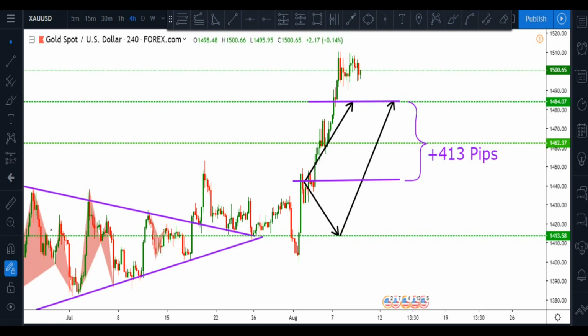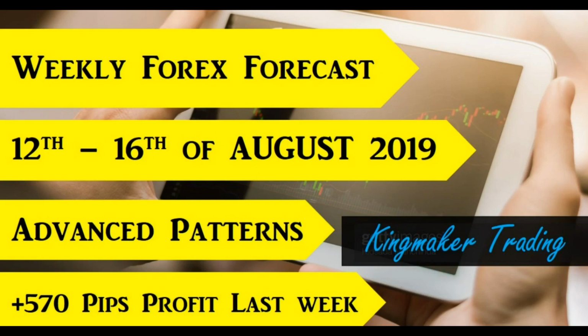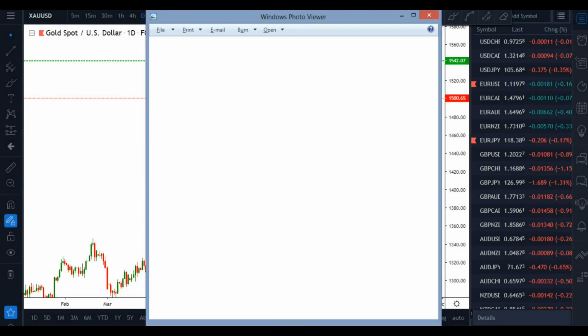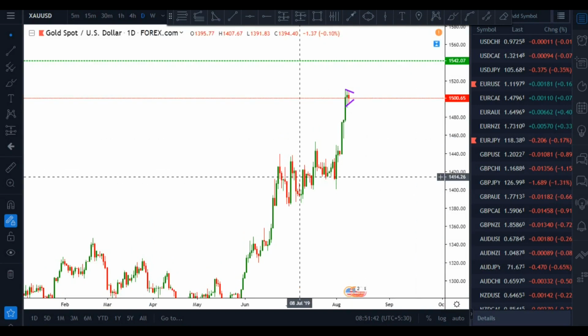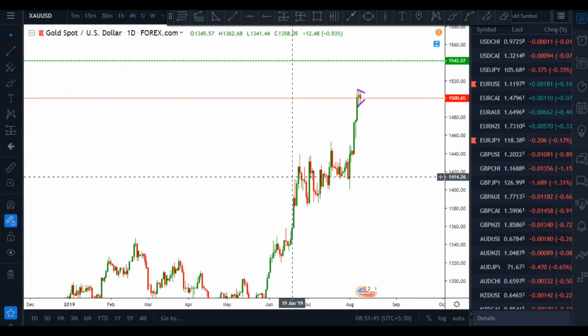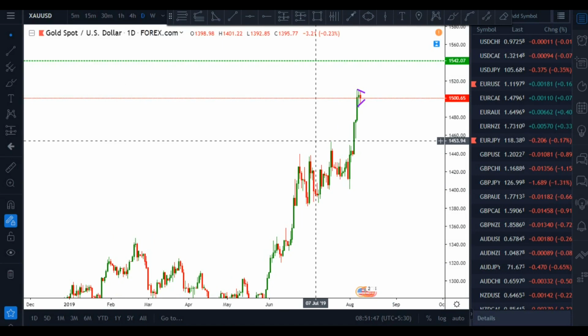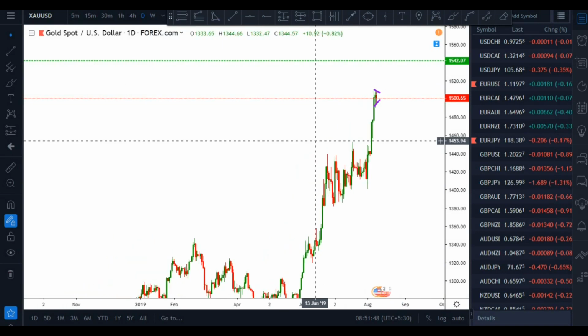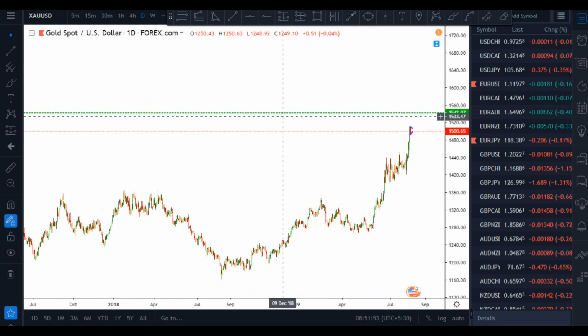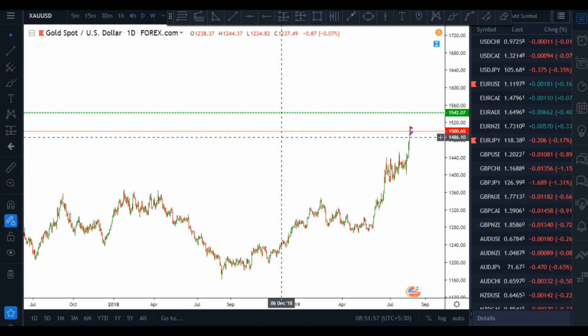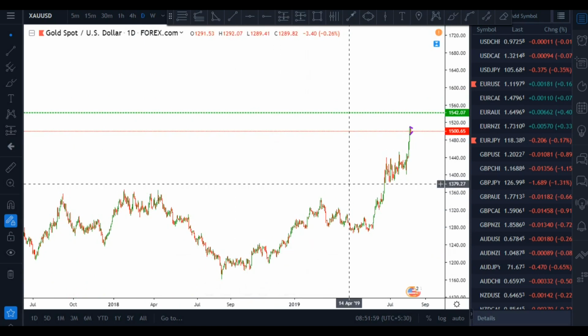So now let's get into this week's Forex analysis. The first trade that we are going to be looking at this week is also gold dollar. First of all, let me start fresh this week. This is the gold dollar daily chart. As you can see, the market was in a long-term uptrend.